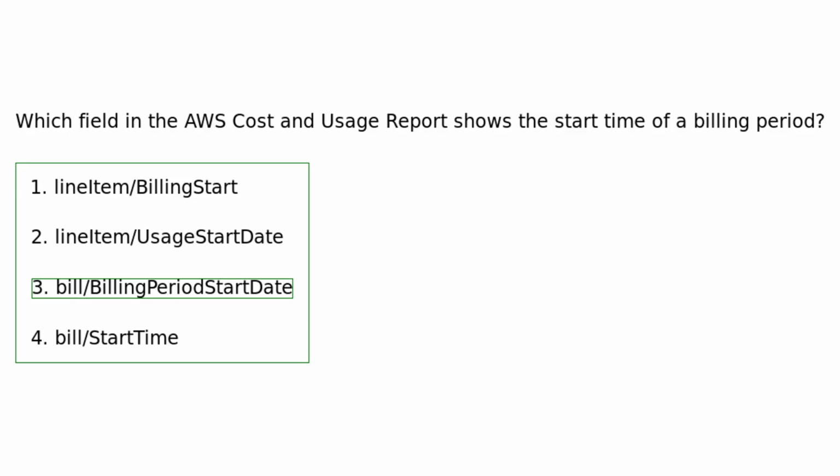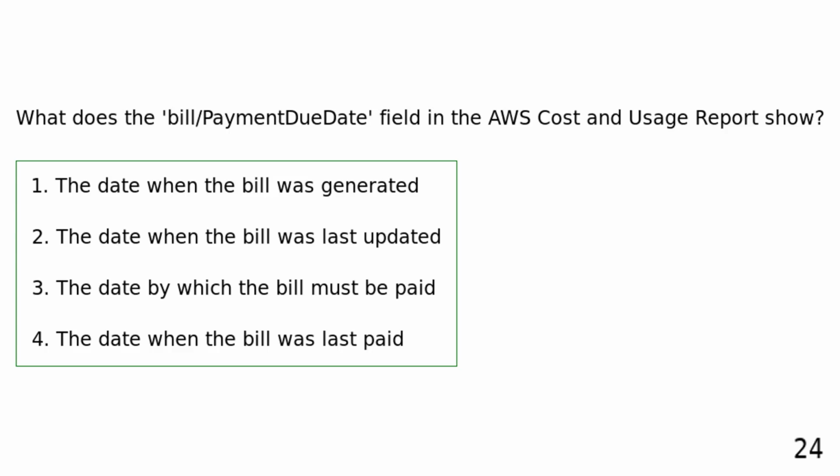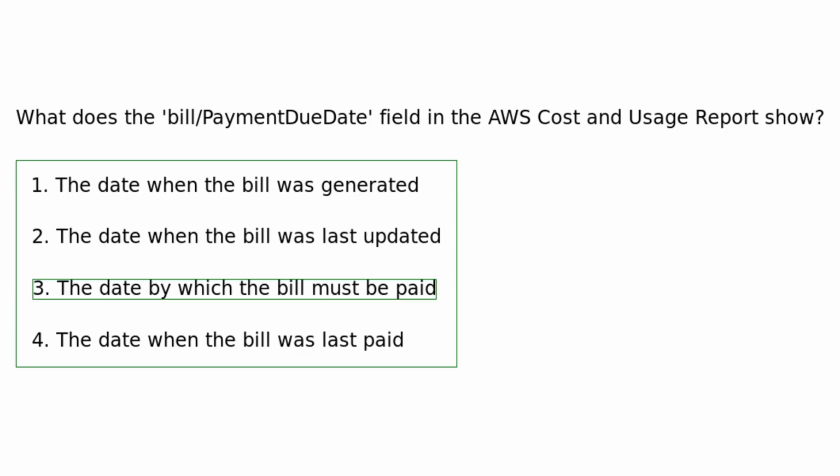specific time frames. What does the bill/payment due date field in the AWS cost and usage report show? The date when the bill was generated. The date when the bill was last updated. The date by which the bill must be paid. The date when the bill was last paid. The bill/payment due date field indicates the deadline by which your AWS bill must be paid, helping you manage cash flow and avoid late fees.